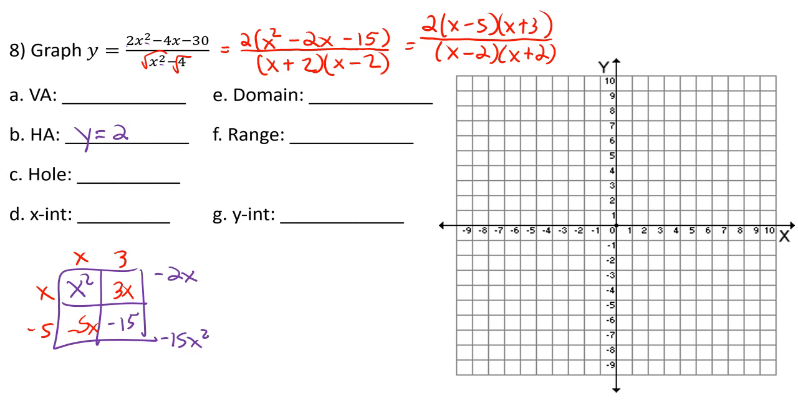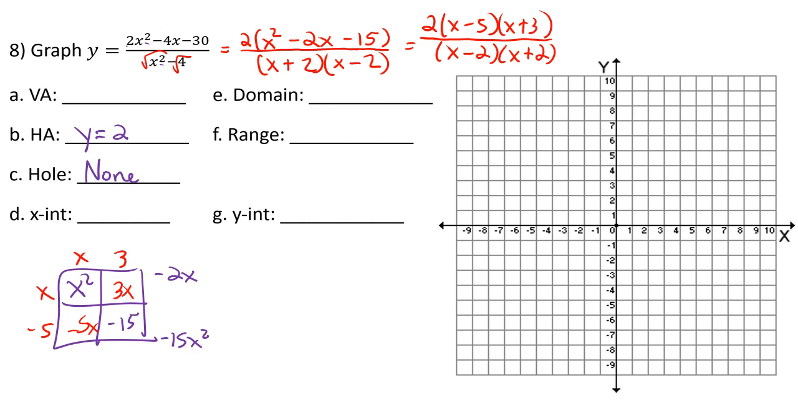All right, so now it's all been factored. We can go ahead and start pulling information. Vertical asymptotes. Well, first thing, let's look at it. Is there a hole? Looking at the numerator and denominator, there are no factors that cancel out. So therefore, there is no hole in this problem.